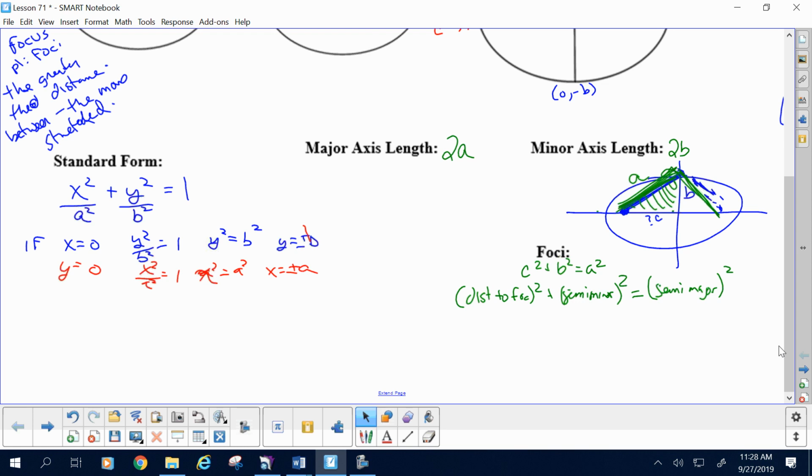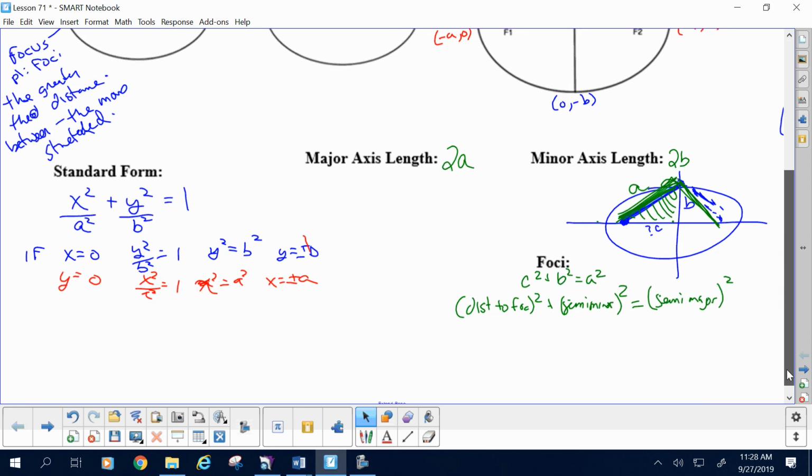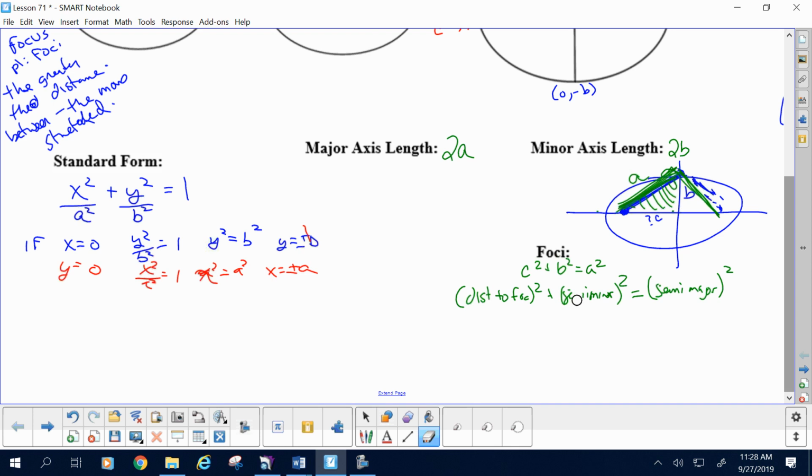All right, so let me show you what a problem looks like. Oh, yes, sorry. What does that say? If I had a quarter for every time a student has said that, I'd be a rich guy. It says, this is the distance to the focus squared plus the semi-minor squared equals the semi-major squared. Cool? Pythagorean theorem with the little components of this ellipse.